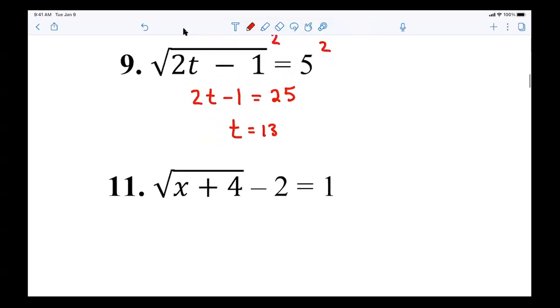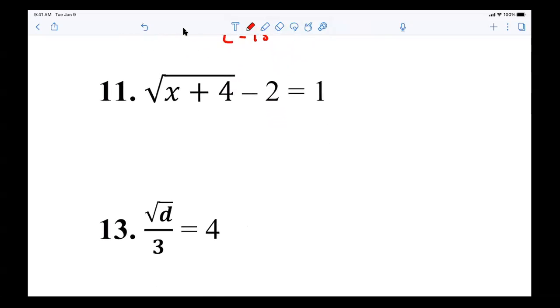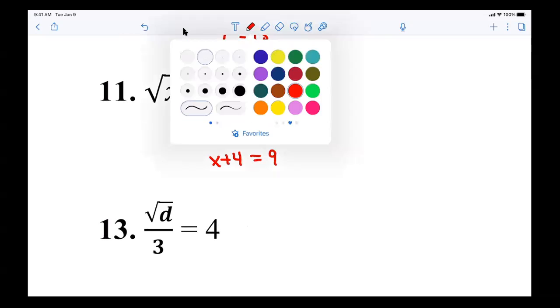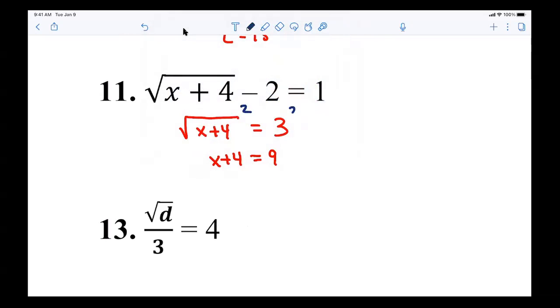All right, so number 11, what do I have to do first? You have to, yes, you add 2 to both sides. So now we're going to write the square root of x plus 4 equals, now we square both sides. It's really simple. Come on, guys, really simple. So I end up with x plus 4 equals 9. And if you get a little confused, you can just say, well, I just squared both sides. So now we just say x equals 5. Simple, simple, simple.